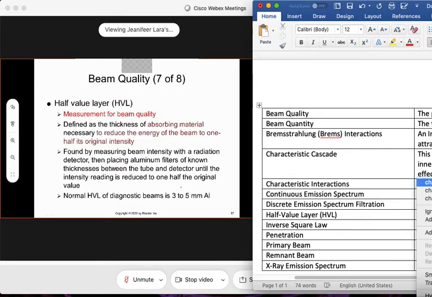So the half value layer is basically a measurement for beam quality, not quantity, beam quality. So beam quality means how energized is our beam? How much of our beam is going to penetrate the body part and reach the image receptor? So this half value layer is the measurement for beam quality. Okay? We know that tube filtration is going to do what, Wani?